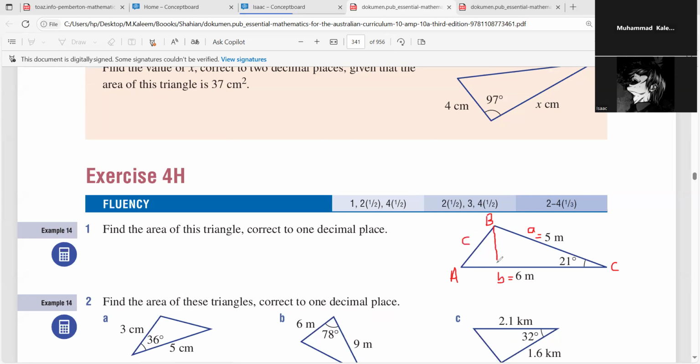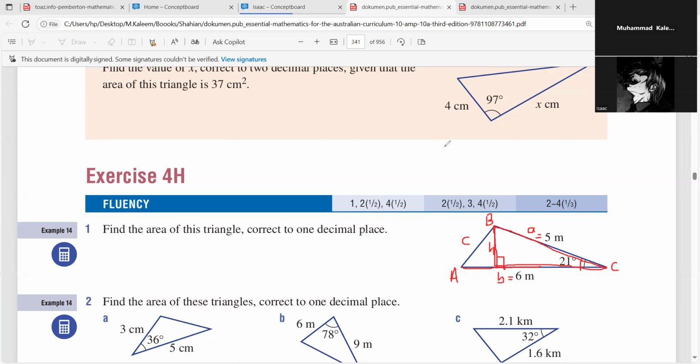So how can I calculate the height? If I'm sketching this as a height, this one will be a right angle triangle. This is the hypotenuse. Here height is required, right? Firstly, I will find the height, then multiply that height with the base, then divide by 2, so I will get the area. How can I calculate the height? We have to use SOHCAHTOA.